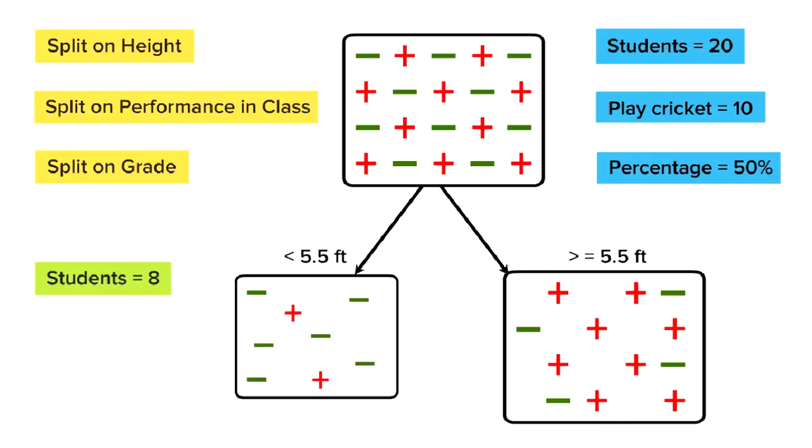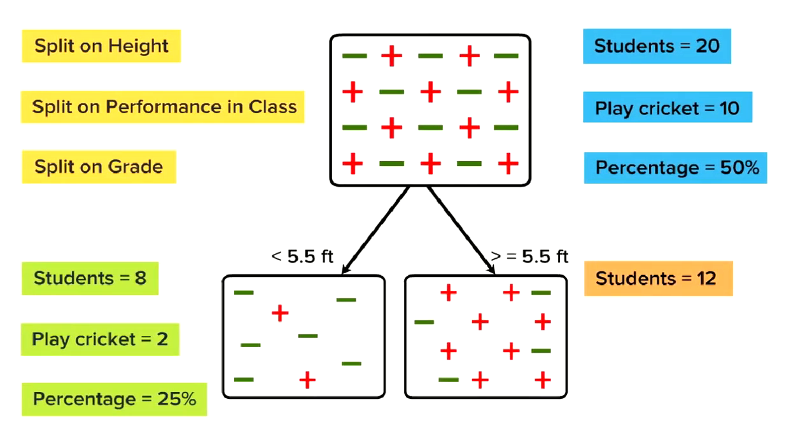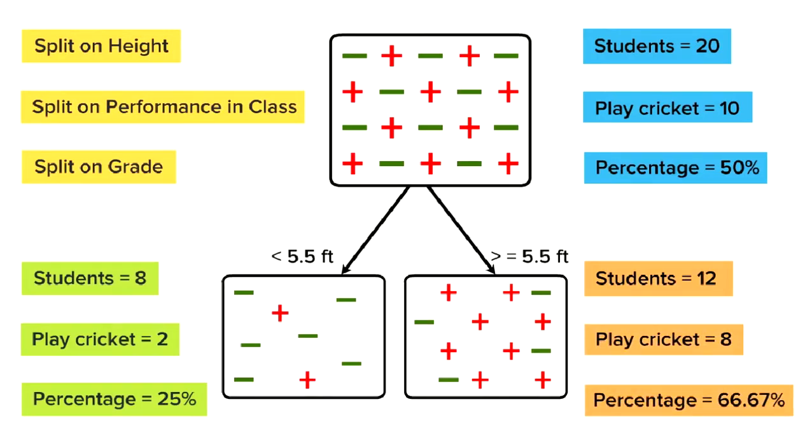Now you can see that there are 8 students who are below 5.5 feet in height, and out of those 8 students, only 2 play cricket. Hence, in this case, the percentage of students who play cricket is 25% and the percentage of students who do not play cricket is 75%. Whereas there are 12 students above 5.5 feet, and out of those 12 students, 8 play cricket, and the percentage of playing cricket in this case is around 67%.